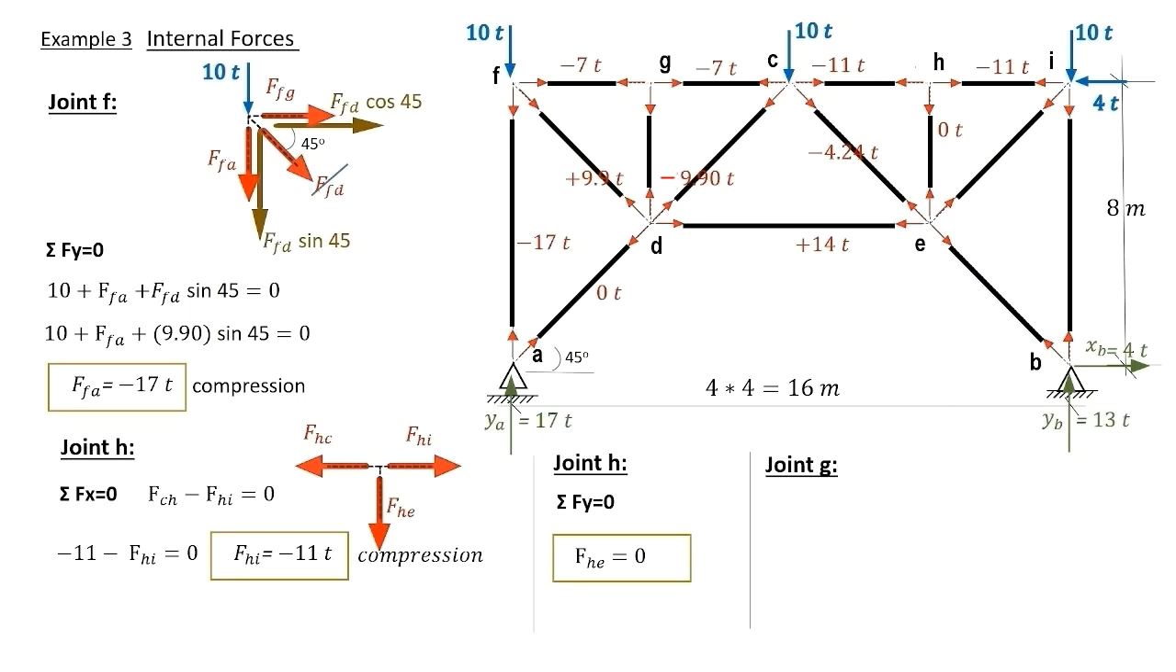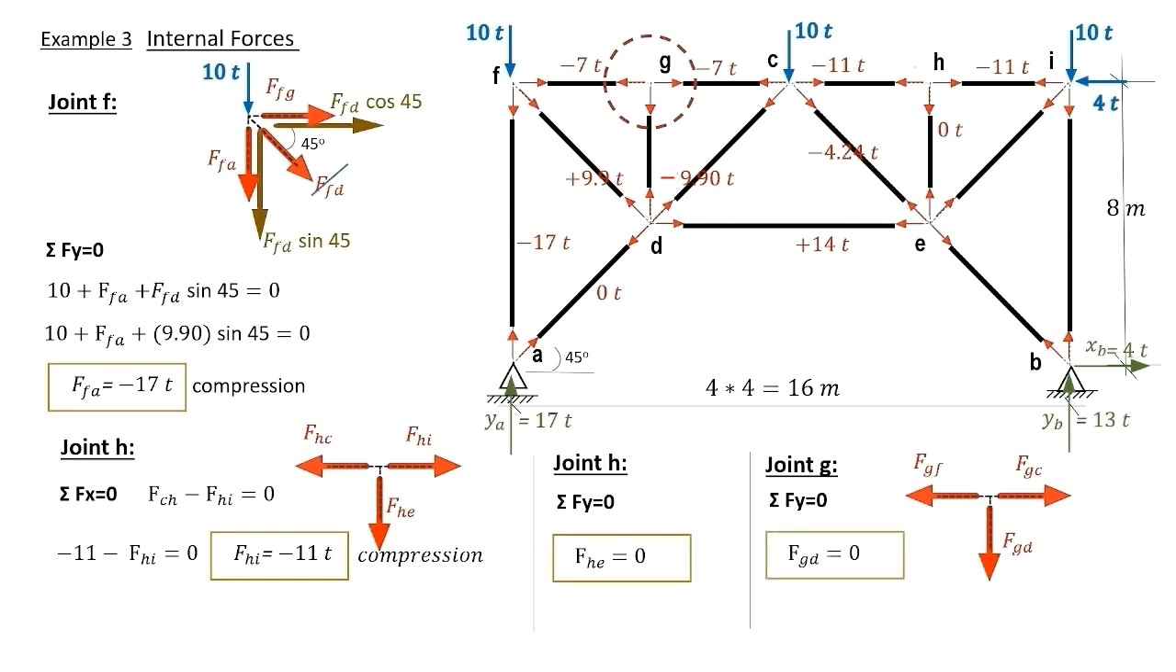Joint G, we extract it here. The horizontal forces are previously computed and we are left with the only unknown at G, which is GD, which can be computed from the y direction. And the value is 0 and is plotted on our diagram.